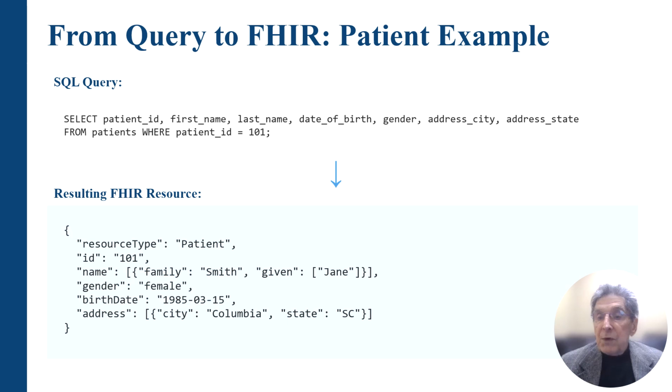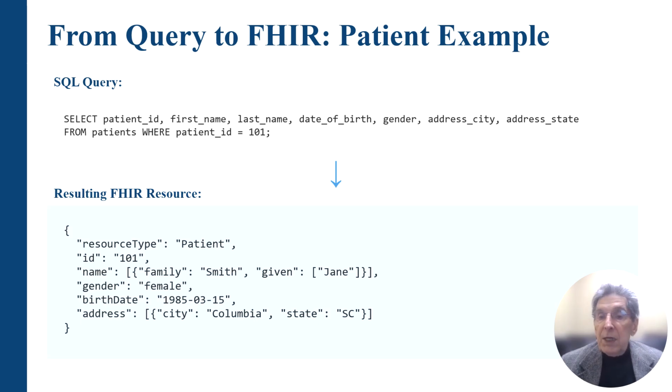The birth date comes from date of birth. The address element gets structured. City comes from address city, which in this case would be Columbia. And the state comes from address state, which in this case would be the 2 characters SC. So you see how each column in the SQL result maps to a specific element in the FHIR resource? The structures parallel each other.